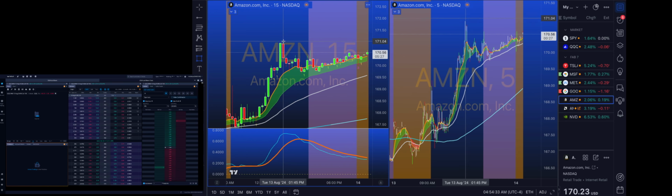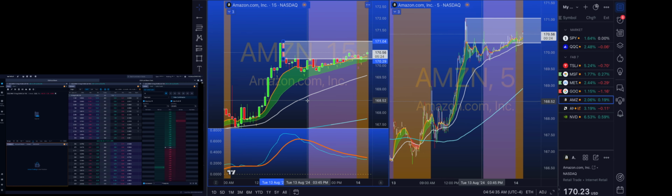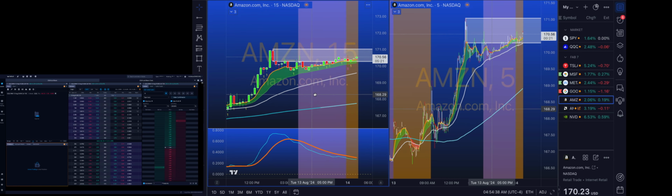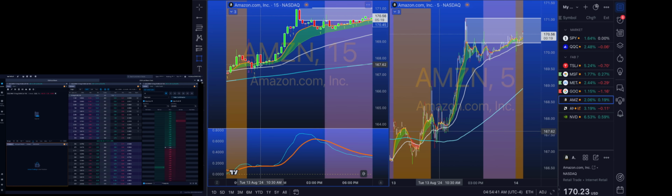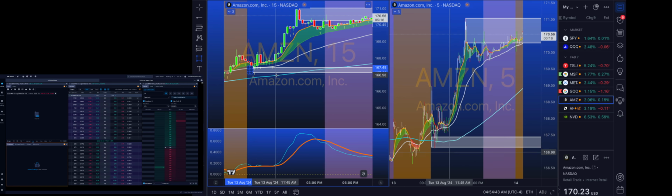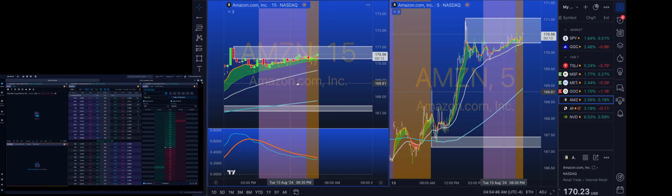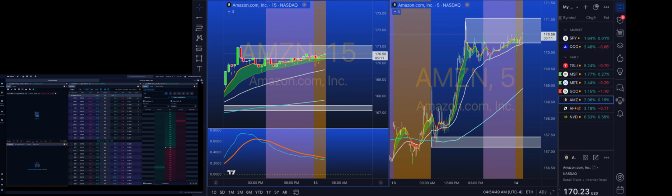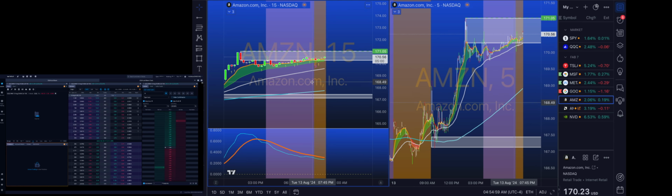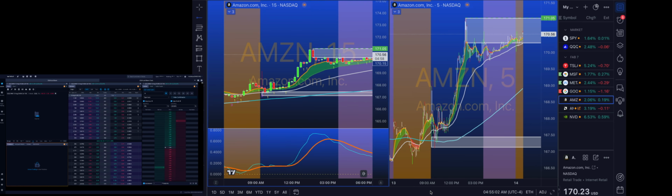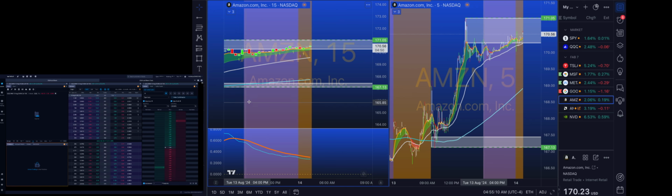Amazon. Here we go. Same thing on Amazon. Looking for longs on Amazon. $171.05, if price breaks above and holds. For shorts, I'm looking for 167.13. Some people do ask me, can I take trades in between?